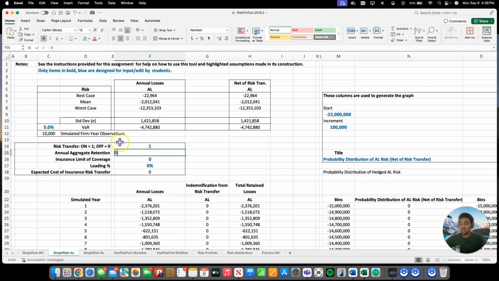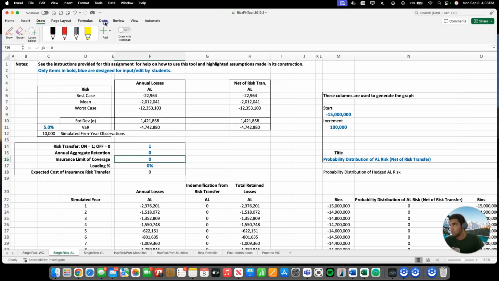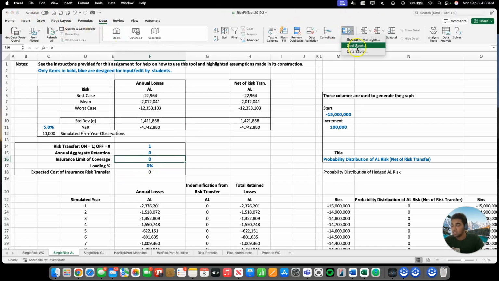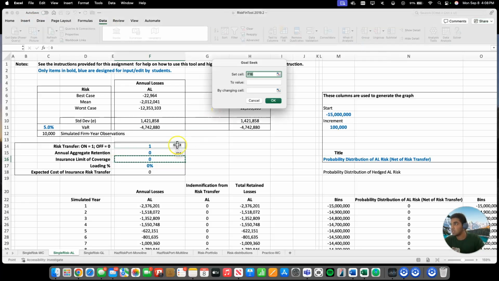Why don't we retain 0? Based off what we did for practice exercise 1, we're going to do the exact same thing here. Retention 0, and actually, we're going to use goal seek for this. Remember that we have to use goal seek to get as close or exactly $50,000. So let's use goal seek.